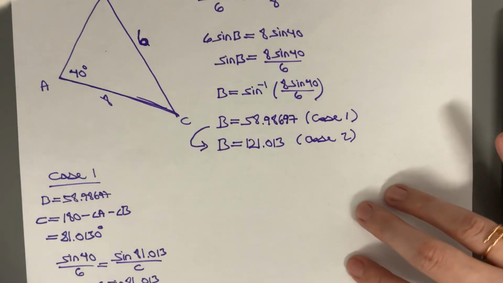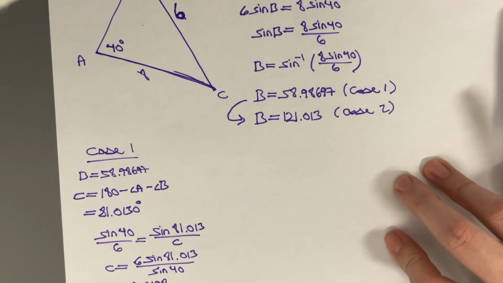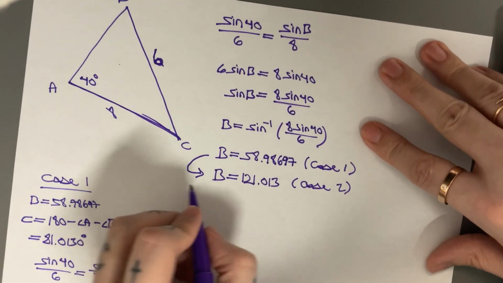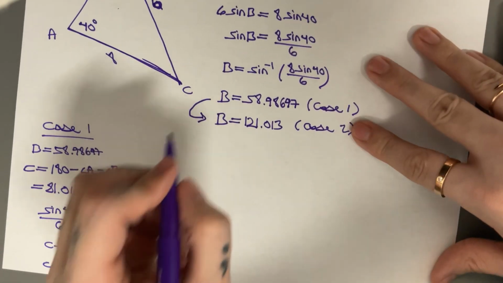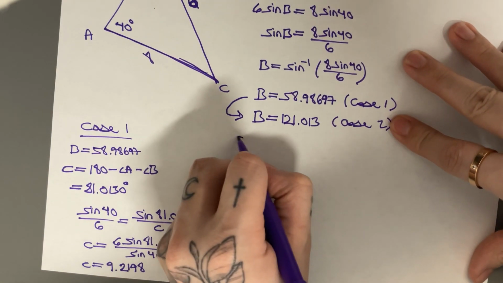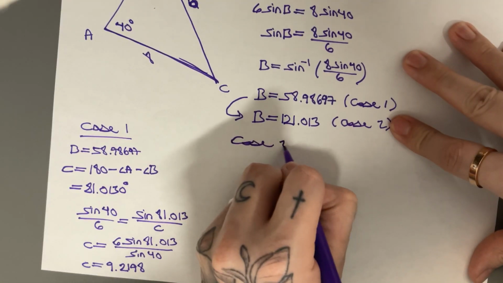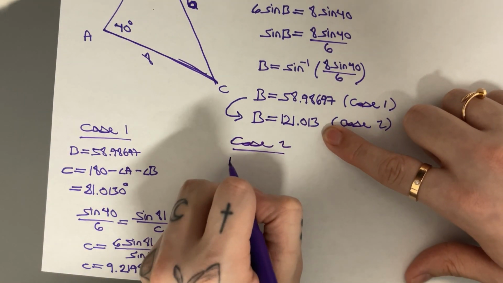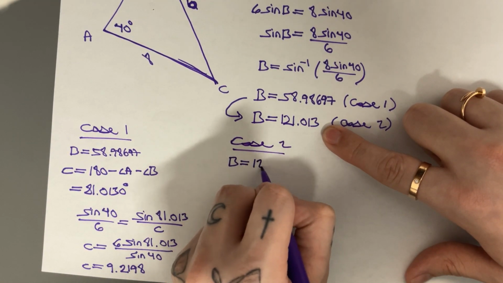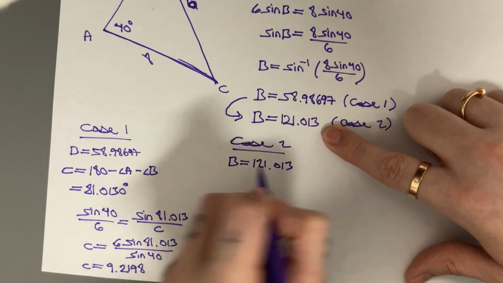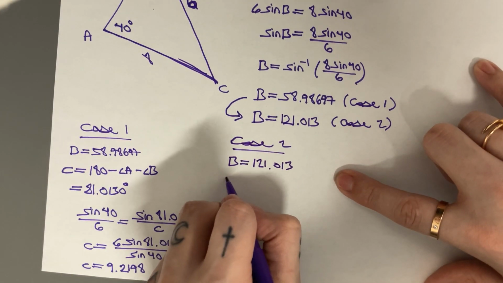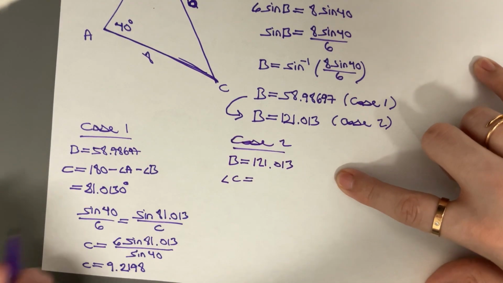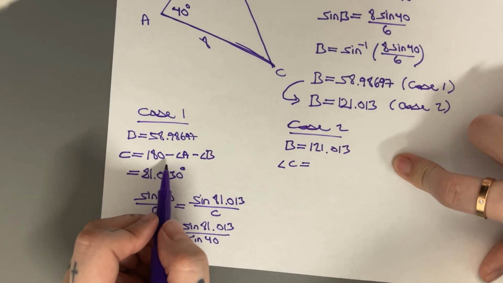All right, so now that we did case 1, now we got to do the same thing, but for case 2. So for case 2, now we're going to take our other b value. So now I'm going to take a b value that's equal to 121.013, and then we're going to solve for angle C. So it's going to be the same logic and same steps that we did over here for case 1.